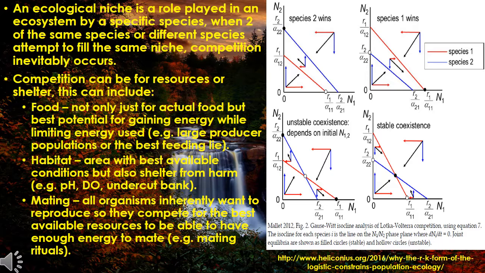Examples of this are larger producer populations, or in fish, the best feeding lie. It can also be for habitat, which is area with the best available conditions, but can also be shelter from harm or refuge. Examples of this are pH, DO, or a nice undercut bank. Competition can also be for mating. All organisms inherently want to reproduce, so they compete for the best available resources to be able to have enough energy to mate, such as mating rituals.